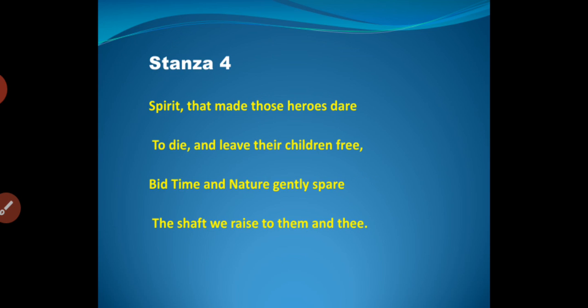Stanza 4. Spirit, that made those heroes dare to die and leave their children free, bid time and nature gently spare the shaft we raise to them and thee.